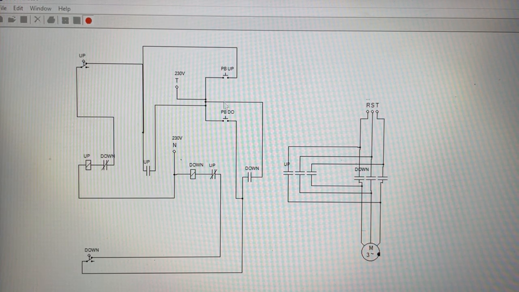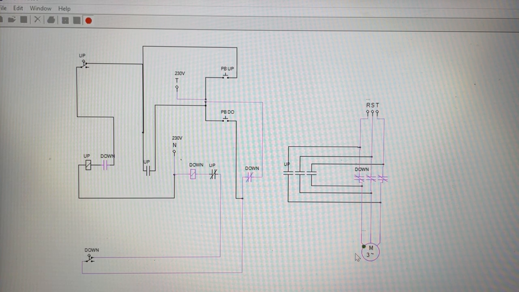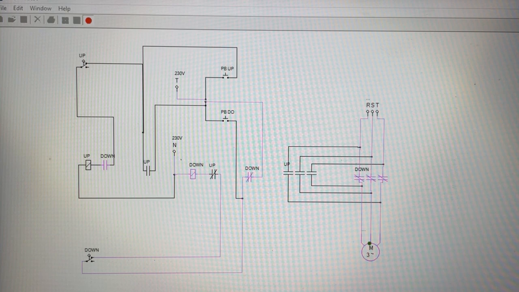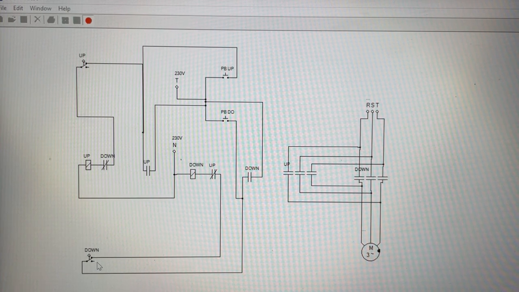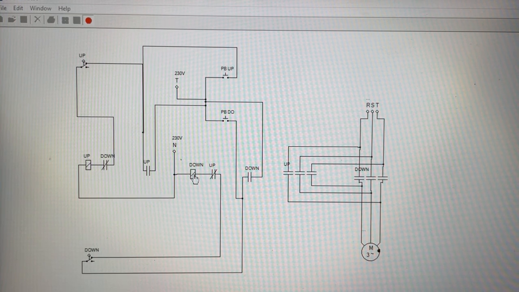So again, if I press down button, see, now the motor is rotating clockwise direction. So that means lift is moving in the other direction, moving down. Once it reaches down level, we can stop this. That means once the lift reaches down level, it will activate the down limit switch. So once the down limit switch activates, down supply will drop, then the motor will stop.